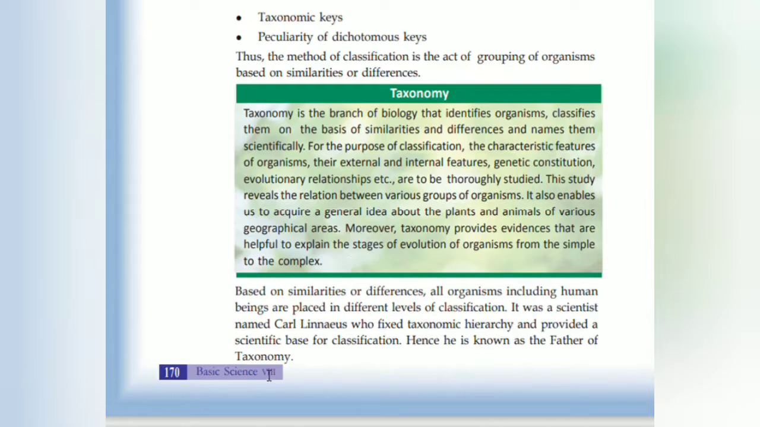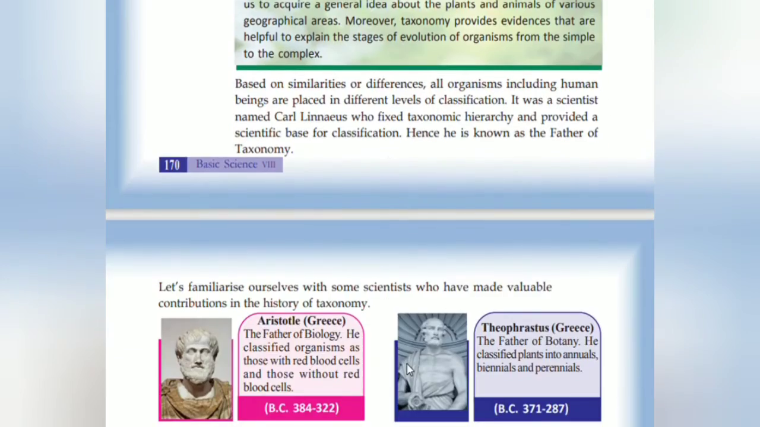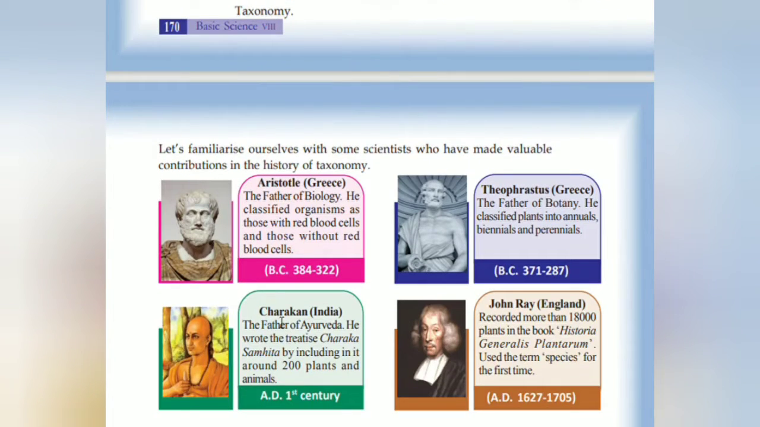It was the scientist Carl Linnaeus who first proposed the taxonomic hierarchy and provided a scientific basis of classification. So the taxonomic hierarchy was first invented by Carl Linnaeus, and he gave the scientific basis for classification. Hence he is known as the father of taxonomy. Let's familiarize ourselves with the scientists who have made valuable contributions in the history of taxonomy.